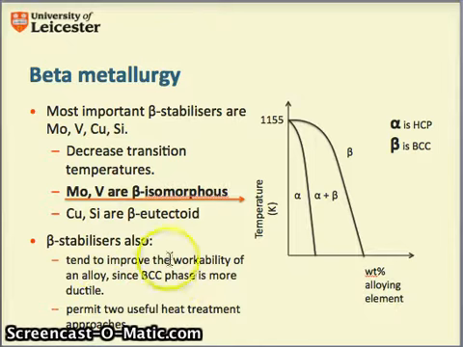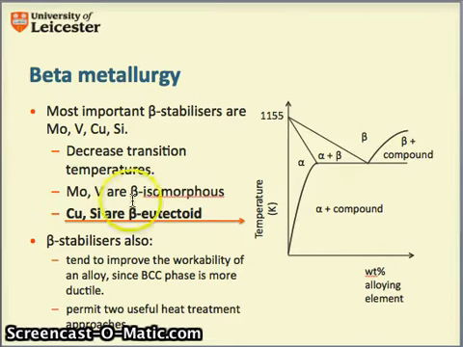Beta stabilizers also tend to improve the workability of an alloy because the BCC phase is more ductile. And two very useful heat treatment approaches are basically allowed by this shape of phase diagram. Copper and silicon are different. They're beta eutectoid, so they still stabilize the beta phase slightly. But we get a phase diagram that looks like this. And this should look vaguely familiar to you because it looks a little bit like the aluminium eutectic phase diagram. And sure enough, as we get into it, we'll find that we can manipulate this in a similar way to aluminium for one particular group of alloys. So that's really the important difference.